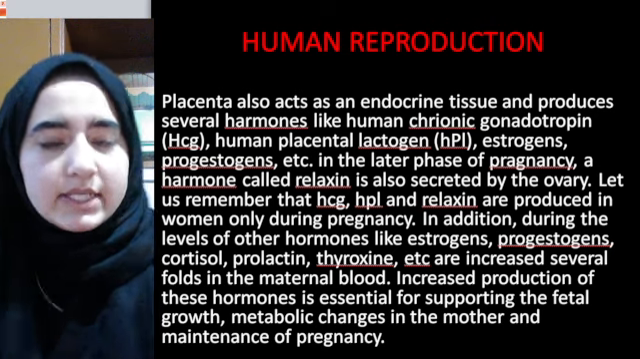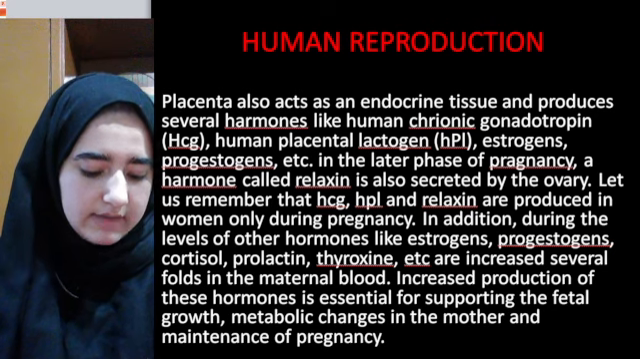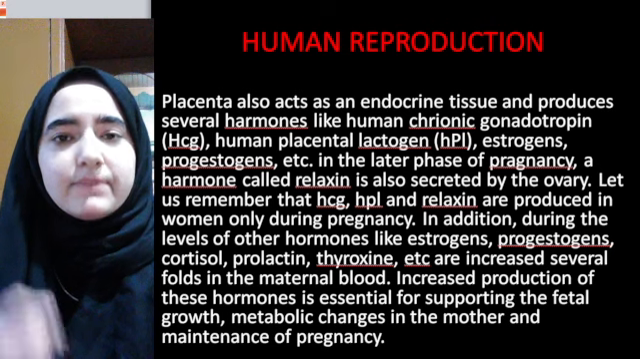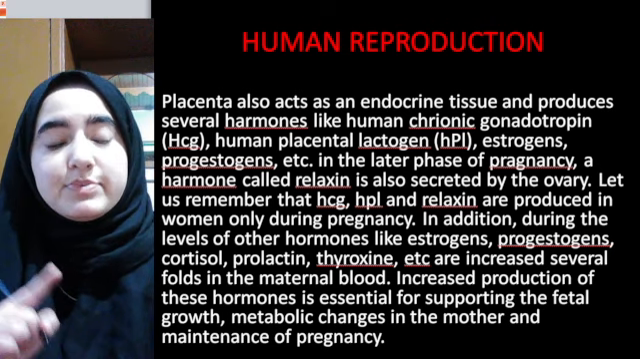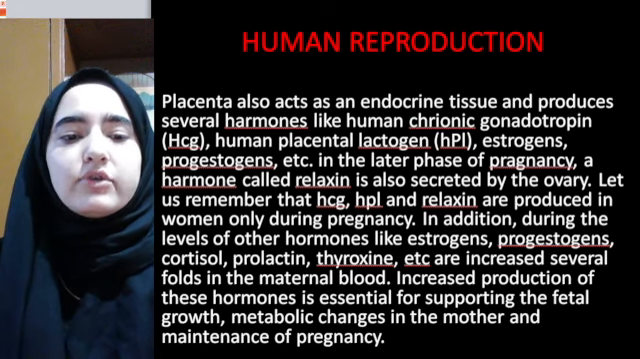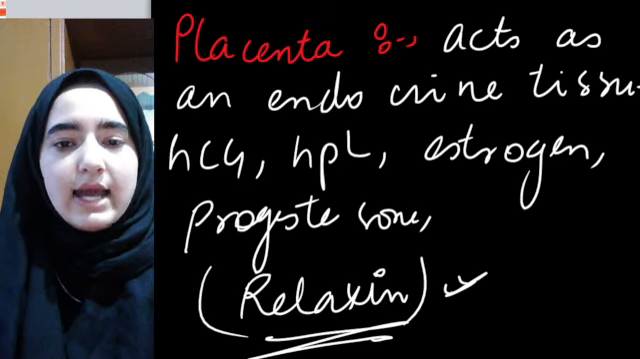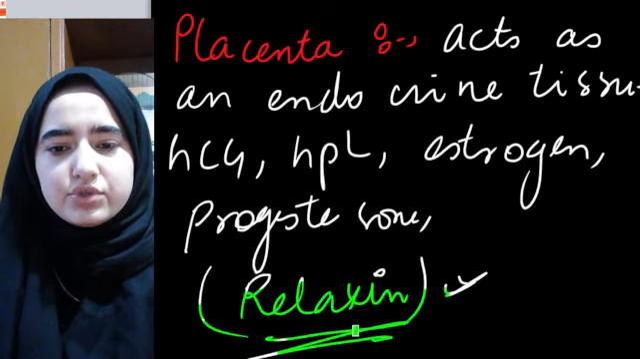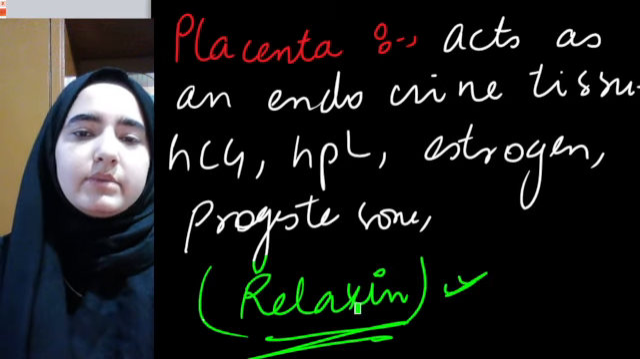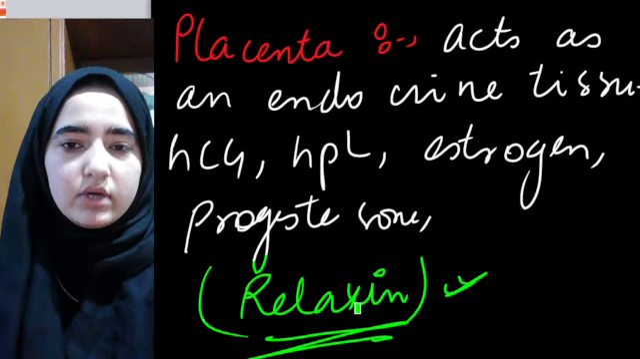I'll repeat. Placenta acts as an endocrine tissue and produces several hormones. Which hormones does it produce? HCG, human chorionic gonadotropin, HPL, human placental lactogen, estrogen, progesterone, and in the later phase of pregnancy, a hormone known as relaxin, through which the uterine tissue is relaxed so that the baby will get out of the body normally, through normal delivery.